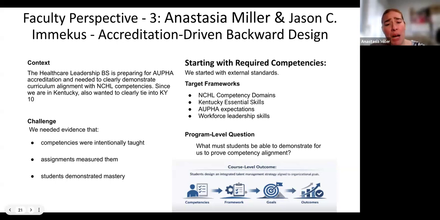So as part of this process, part of the packet, we have to demonstrate that we are intentionally teaching these competencies, that we are measuring them, and that the students are demonstrating mastery. Now, I'm glad somebody mentioned Bloom. We do go through the whole curriculum, and we're showing like the scaffolding, they progress and whatnot. I'm going to focus in on one specific course and one specific assignment in a course.